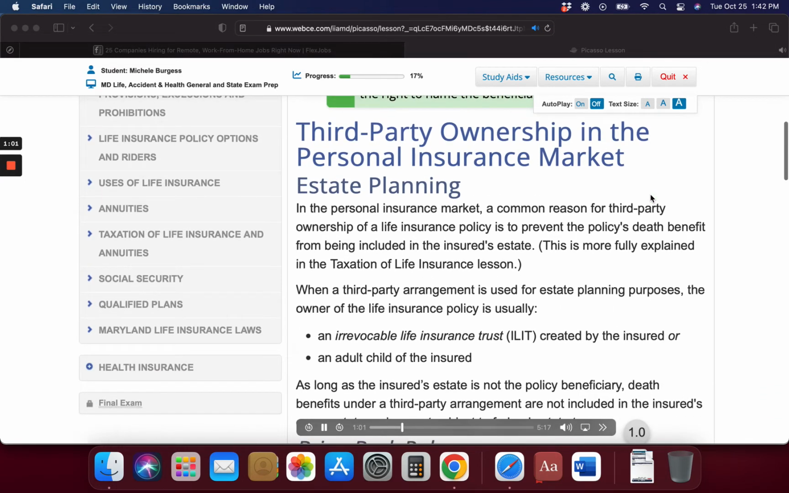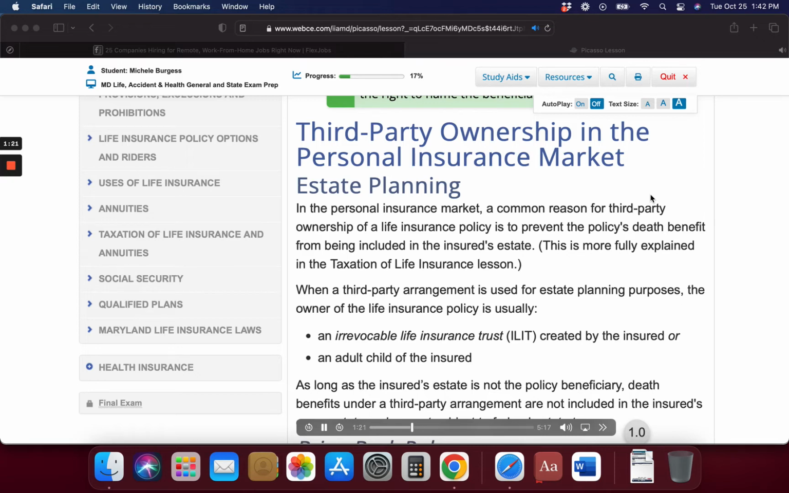Third-party ownership in the personal insurance market. Estate planning. In the personal insurance market, a common reason for third-party ownership of a life insurance policy is to prevent the policy's death benefit from being included in the insured's estate. This is more fully explained in the taxation of life insurance lesson.